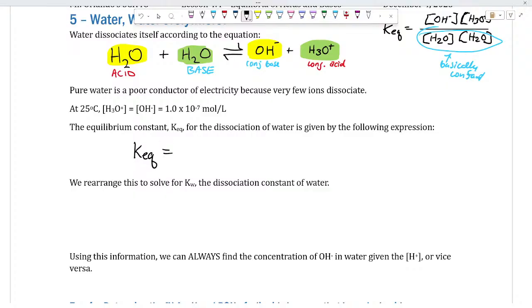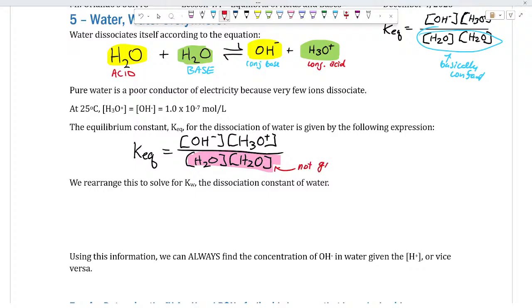The Keq for this would be the concentration of OH minus times the concentration of H3O plus, divided by the concentration of water, and then times the concentration of water again. Well, is there any reason to include these two things, which are functionally constants? They are not going to change. And if they're not going to significantly change, if we did that with the one concentration of water when we did a normal acid reaction, when we're using water as an acid, we can do it with both of those.